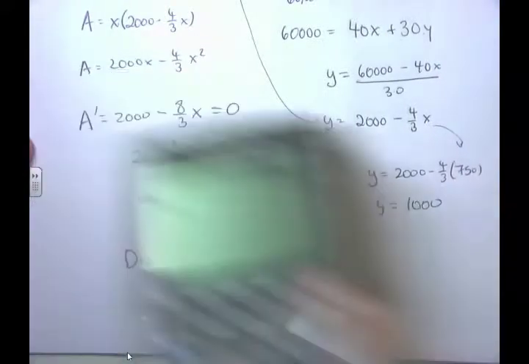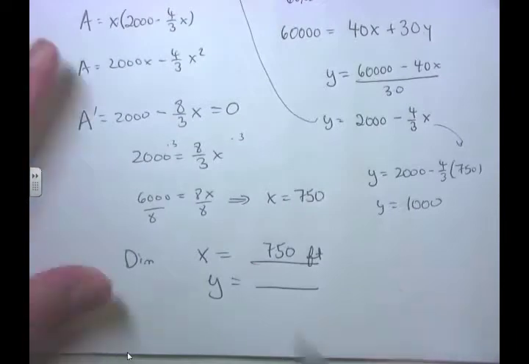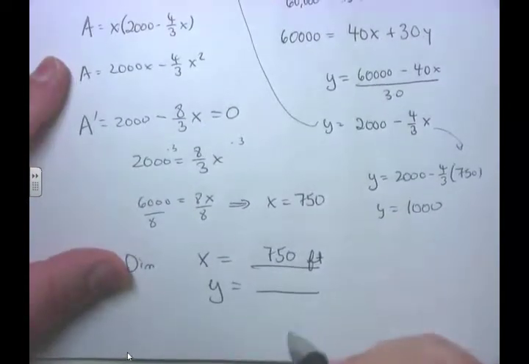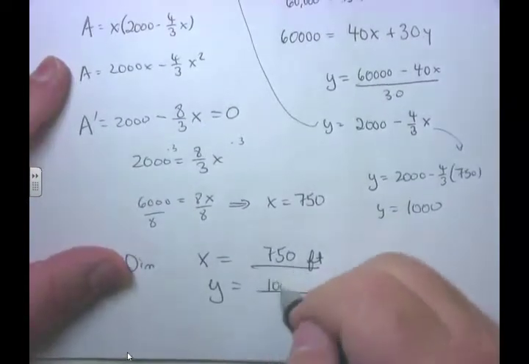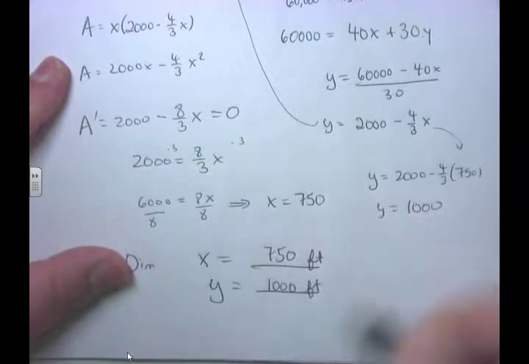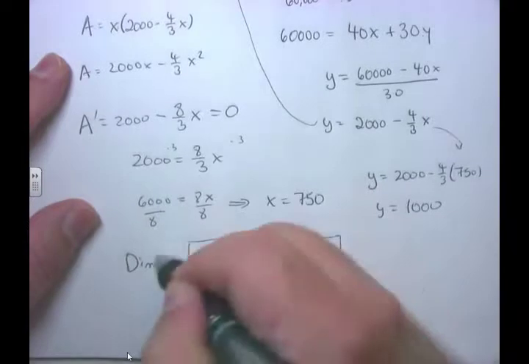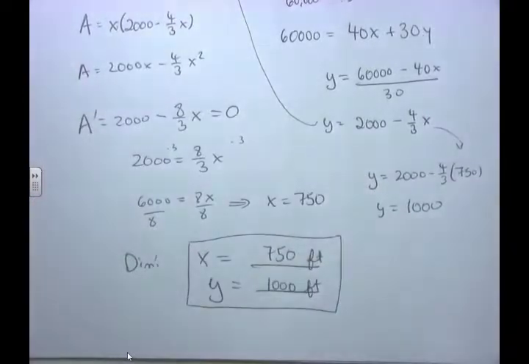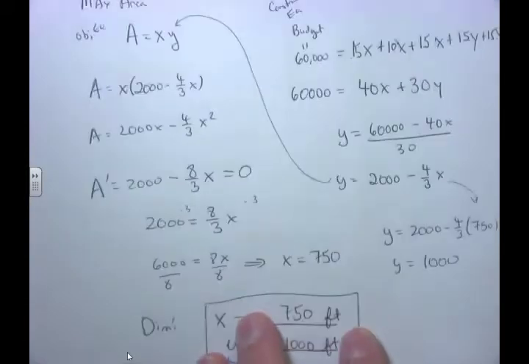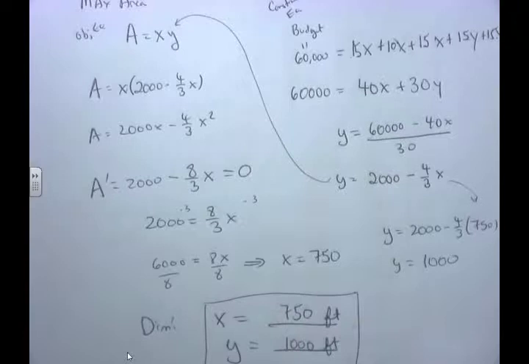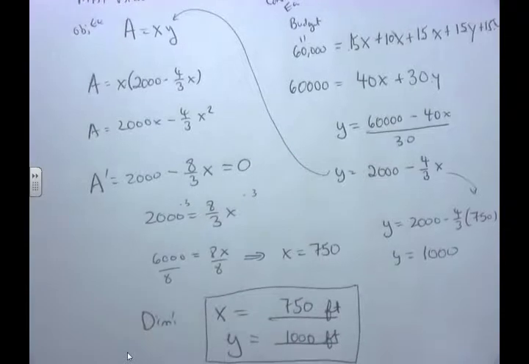So my dimensions are, this plot of land is going to be 750 by 1,000 feet. 750 feet by 1,000 feet. And there is my answer. Does that make sense? And that's all they asked for, was find the dimensions. They didn't ask for the total area or anything like that. Just go back and make sure and box in their answers. Helps out the graders if they're doing this stuff.